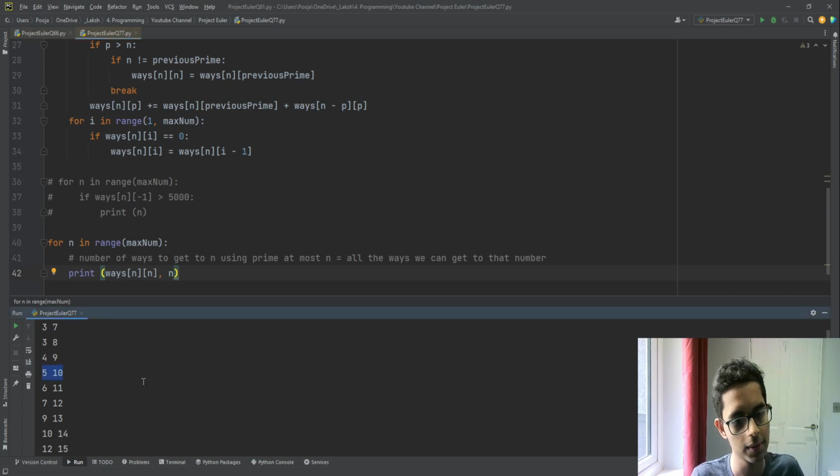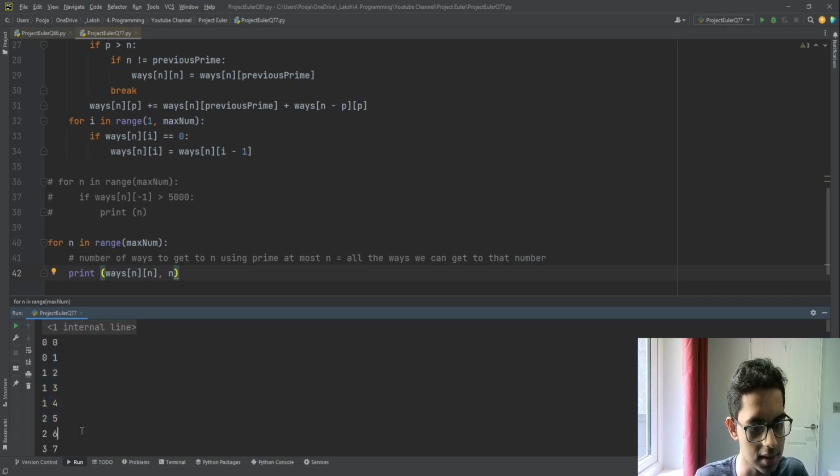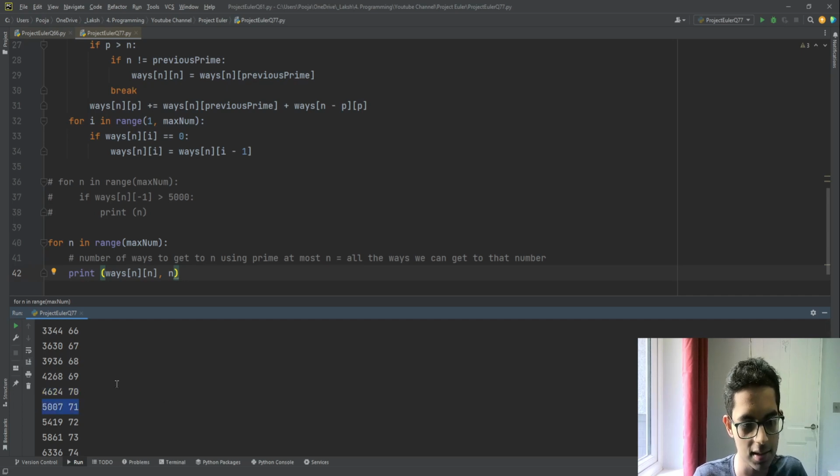So we can see that the number of ways in which we get to 5 is 10. So that's correct, which is good to see. And if you want to double check whether these are correct, feel free to do so. They are indeed correct. And we basically just need to see at which point it starts exceeding 5,000. So one way to do it is to literally just scroll, and then we can see that at 70 it's just below 5,000, at 71 it's greater than 5,000. So our answer is 71.